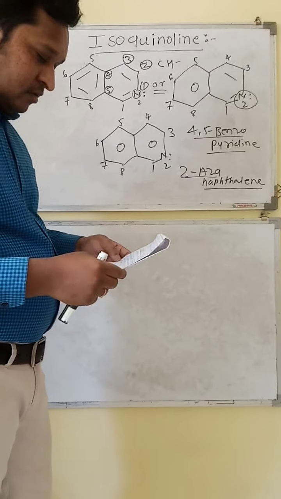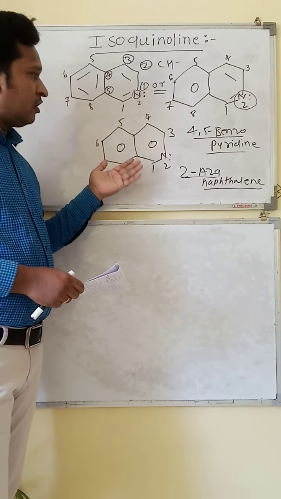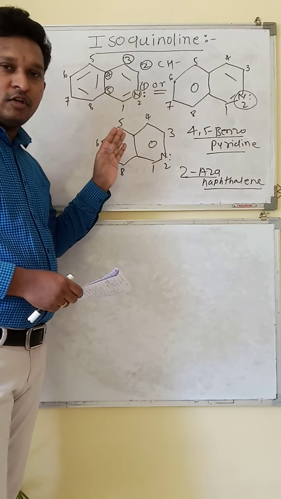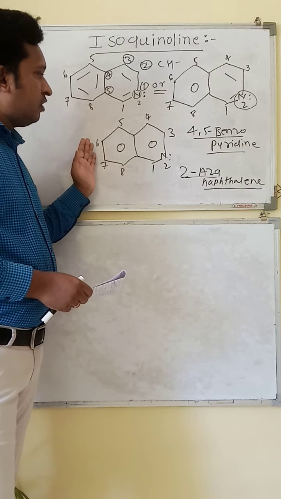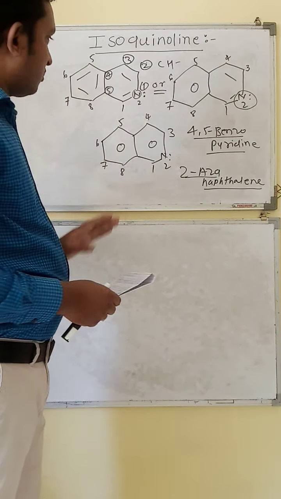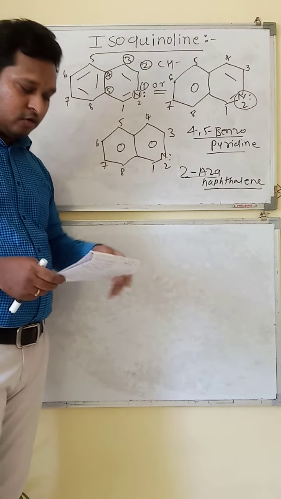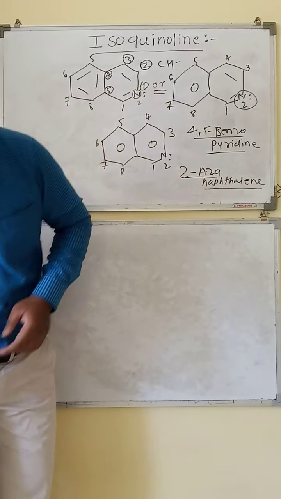This isoquinoline can also be present along with quinoline in coal tar and also in bone oil. Okay, now this is about the general introduction to isoquinoline. Now the next topic is the methods of preparation of isoquinoline. Let's see.